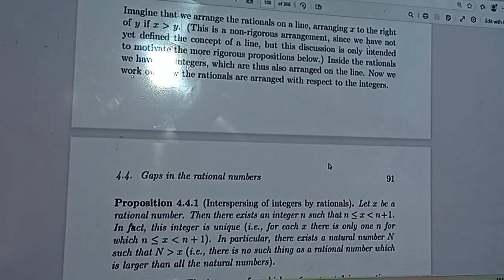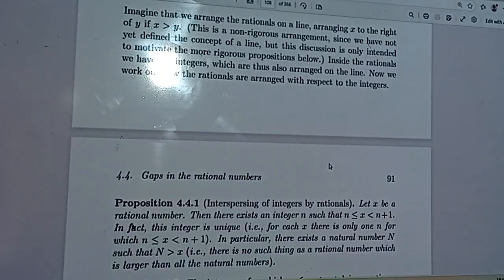Gaps in the rationals. This is a very important exercise. Interspersing of integers by rationals. Let x be a rational number, then there is an integer n such that n is less than or equal to x and strictly less than n plus 1. In fact, this integer is unique. You know this is true, no?